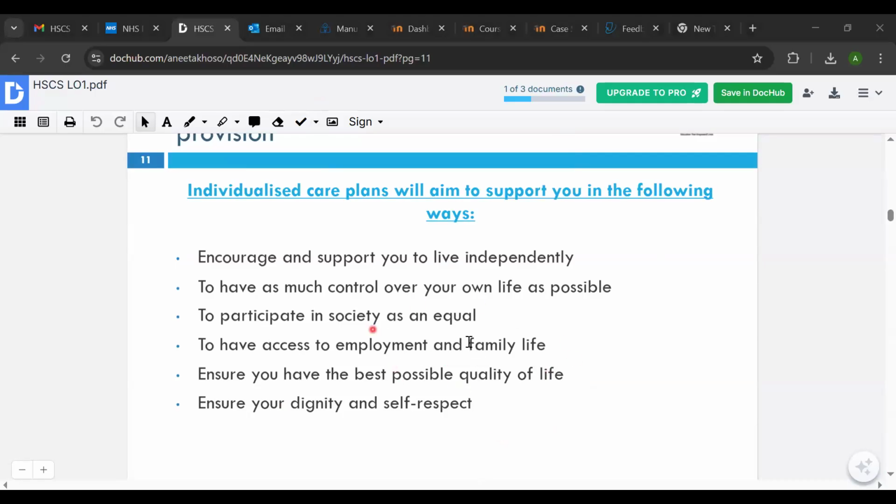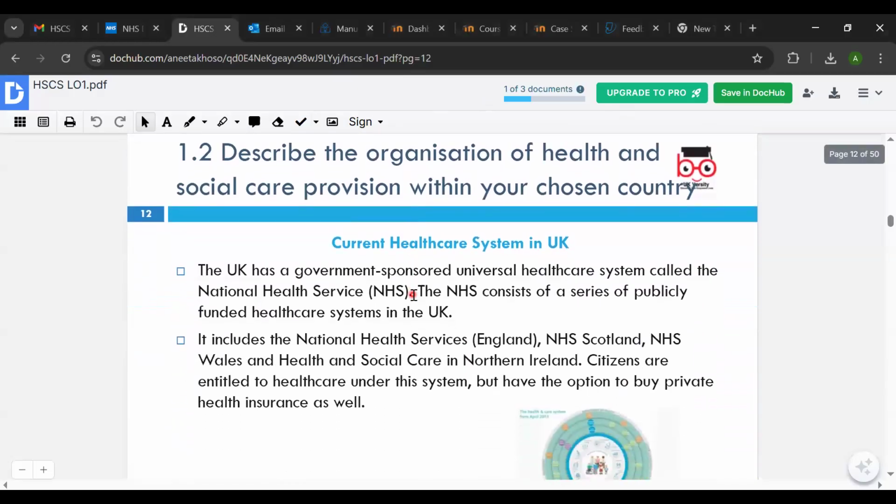And then family life as well. Ensure you have the best possible quality of life and ensure your dignity and self-respect. So sometimes you will be saying, that doesn't happen. Sometimes you will be saying that, oh, I look around myself and that's not happening. Well, if that's not happening, that is not right. That should be happening. That is what we are talking about, so that when we know these things should be there, we can make a difference then. And it is your duty and my duty to make a difference.